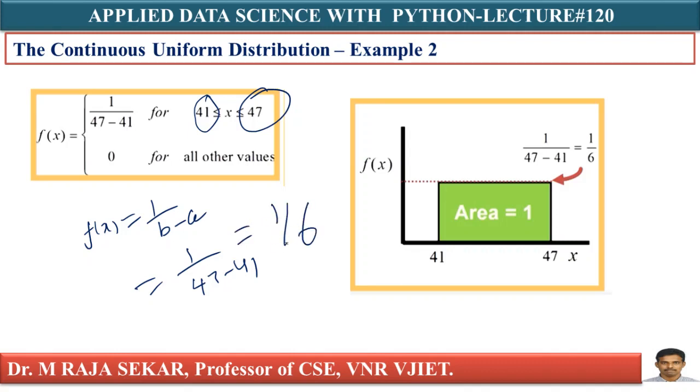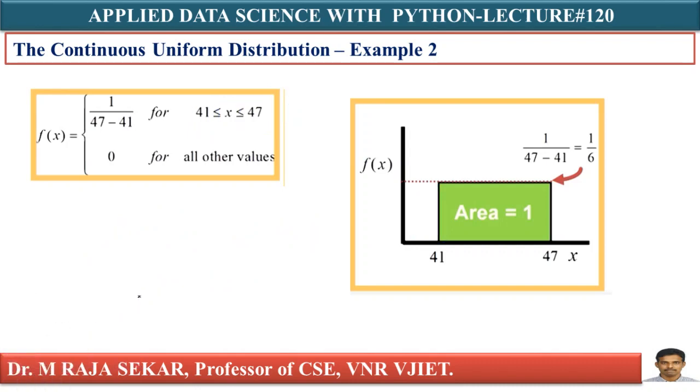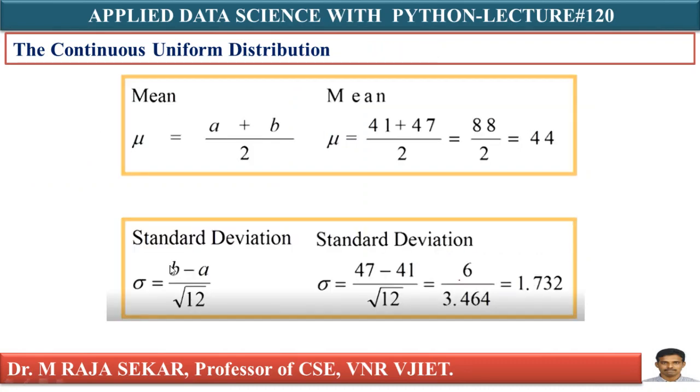This is the height. I can say the height of the rectangular distribution is 1 by 6, isn't it? Lower limit is 41 and upper limit is 47. Now, see, the uniform distribution is defined in the interval 41 to 47. Suppose we want to know the probability between 42 and 45.